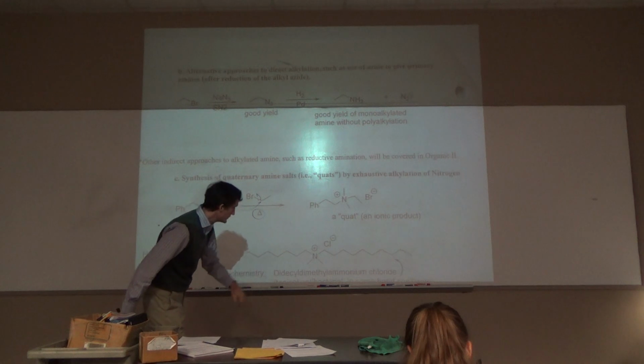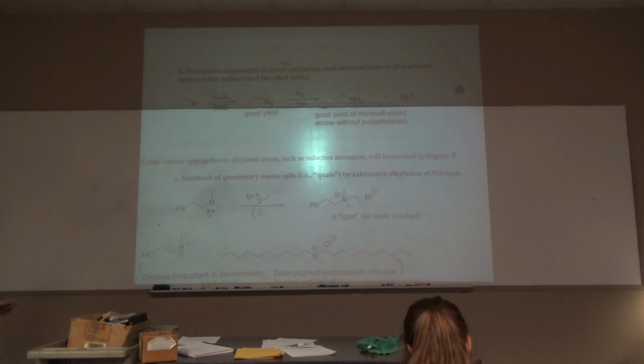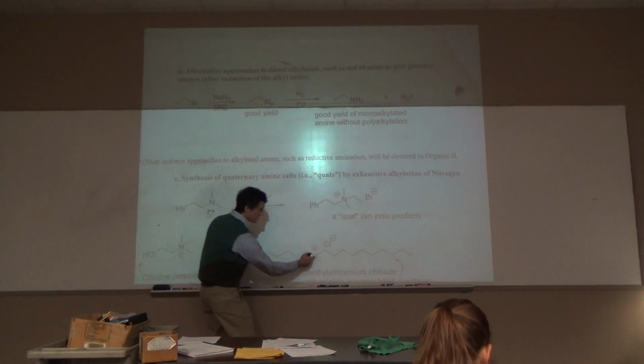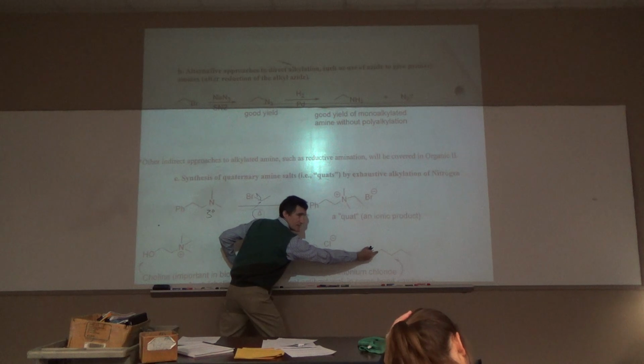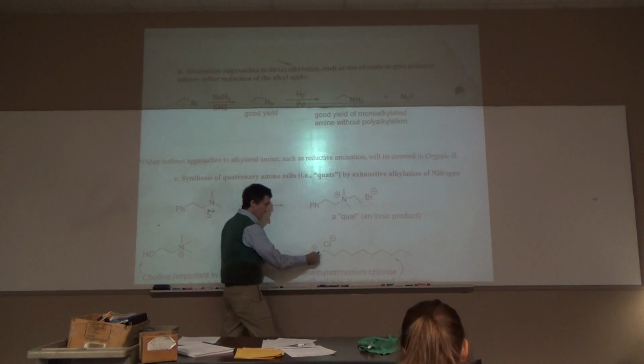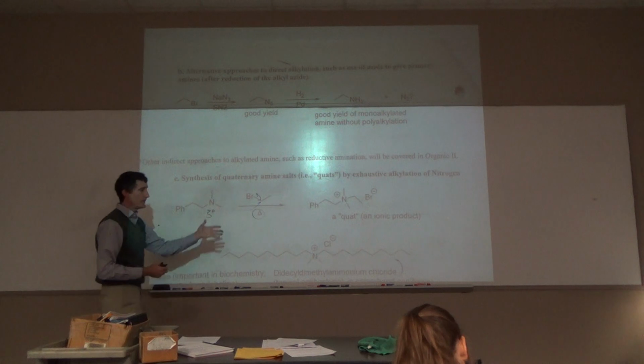Anybody ever heard of didecyl dimethylammonium chloride? Yeah, that's it. What's on the nitrogen here? Two decyl groups, 10 carbons each, didecyl, and two methyls, dimethyl. A positive nitrogen is called an ammonium, and then the chloride. Where do you know that one from?